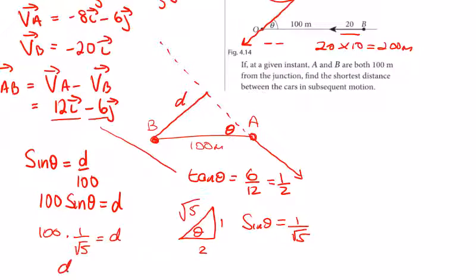That's going to give me 44.7. Go to 2 decimals, 44.72 meters. That's all they ask in this question.